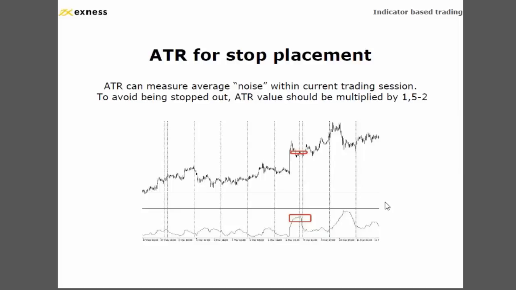For example, let's imagine that you want to enter a position right here and you don't know where to place your stop. You measure the value of the ATR. It can be, for example, 20 pips. You multiply this value by 1.5 and you get 30 pips for your stop. You place your stop and you proceed with your trade. That's the first and a very easy application of the ATR.